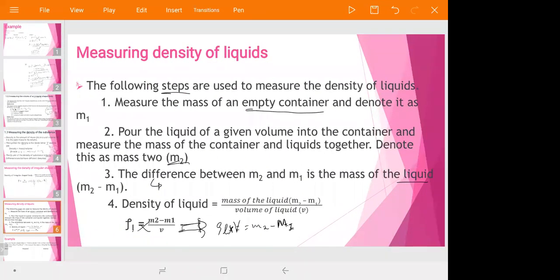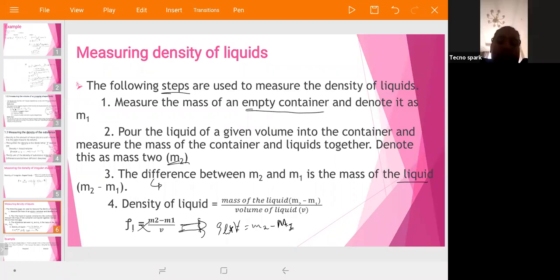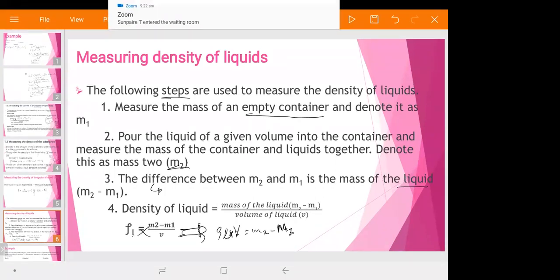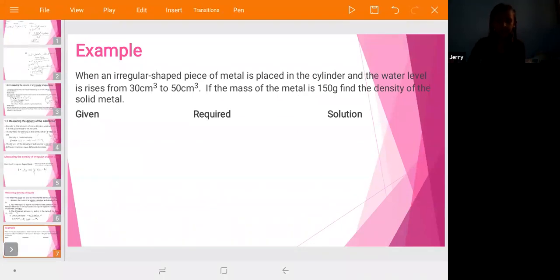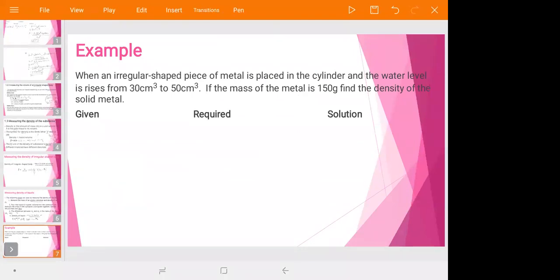Before I give one example for you, what you have seen until now, I think it is clear for you. Clear or not? It is too clear. Try to practice by yourself again. Look at one example.